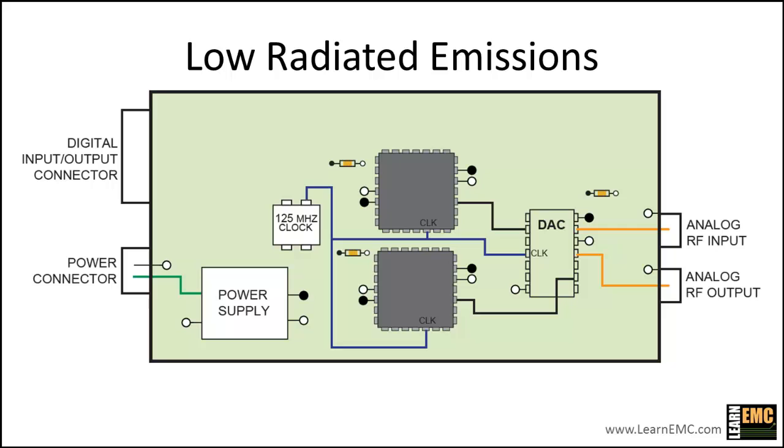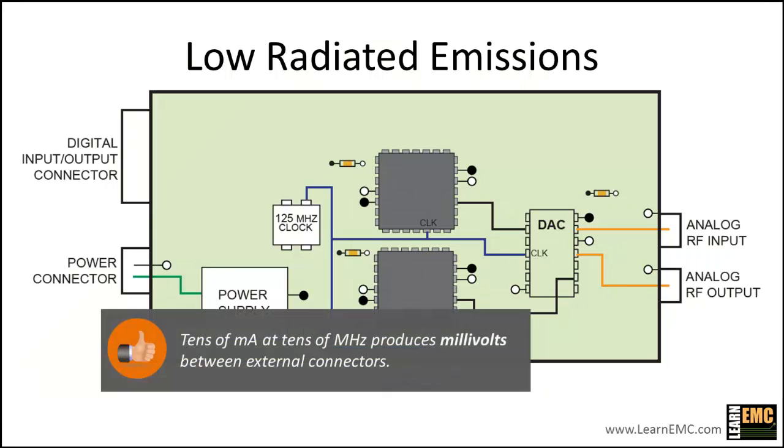So when can we expect this to be a problem? A general guideline is that if a return plane between connectors carries tens of milliamps at frequencies of tens of megahertz, it will develop millivolts of potential difference between the connectors.